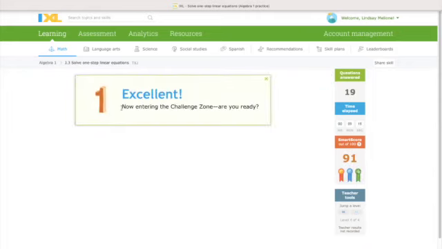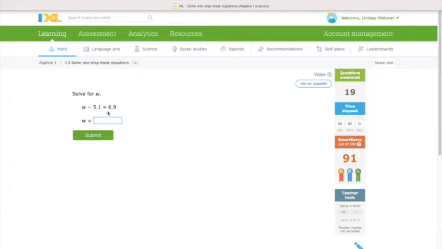Okay, here comes the challenge. So we've got some decimals, but we're still doing the inverse. We're still doing the opposite. So instead of minus 5.1, we're going to add 5.1 to both sides. 6.9 plus 5.1 gives me 12. So W equals 12.